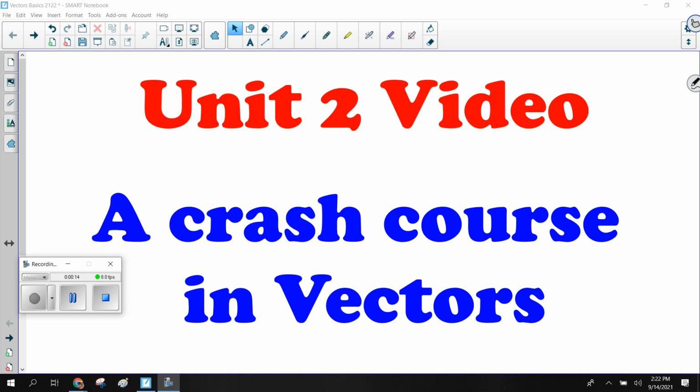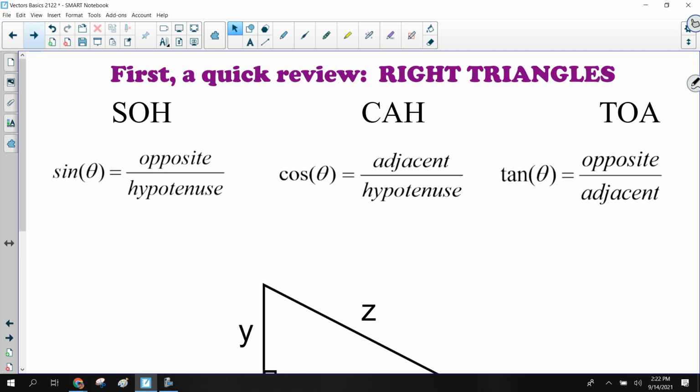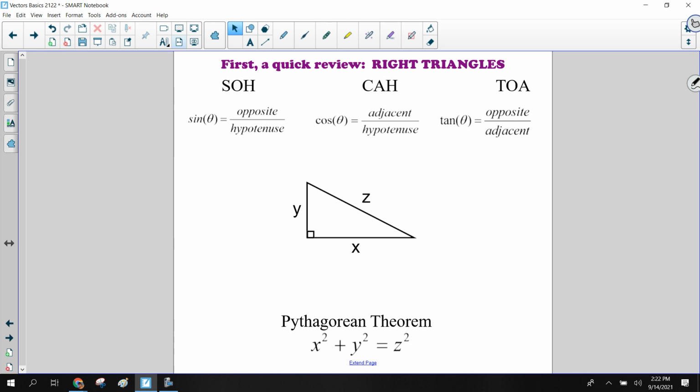So today we are going to get a crash course in vectors. So first of all, quick review. Before we even get to vectors, we have to do a quick review of some SOHCAHTOA stuff. All right, so hopefully you know this from your math class. If not, I've got you. So when you have a right triangle, it gives us a few equations.